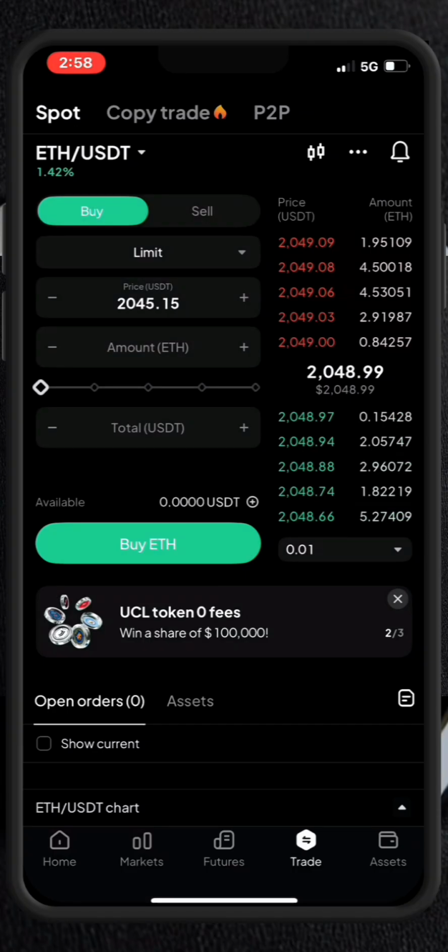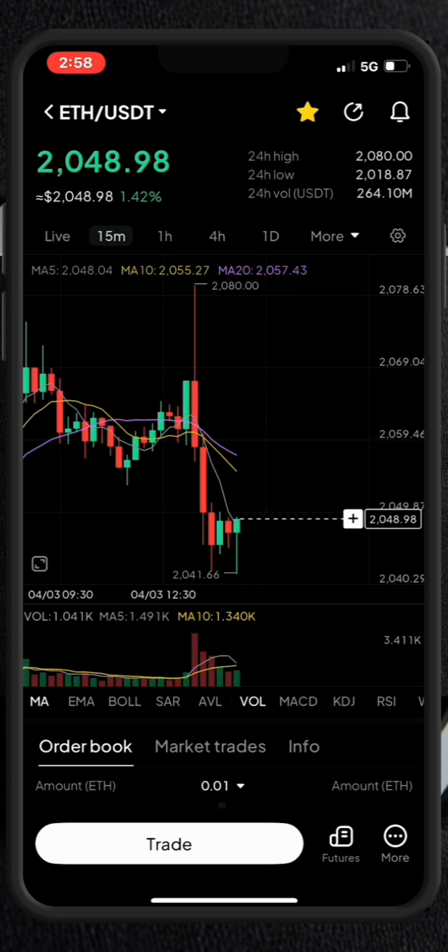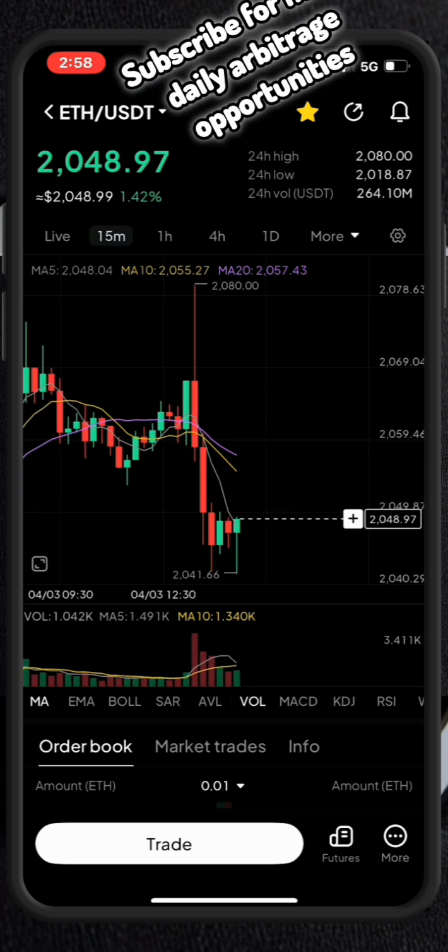So guys, you can see the current market price for the Ethereum to USDC pair is at a rate of $2,048. So guys, I want you guys to just take note of this price down first.